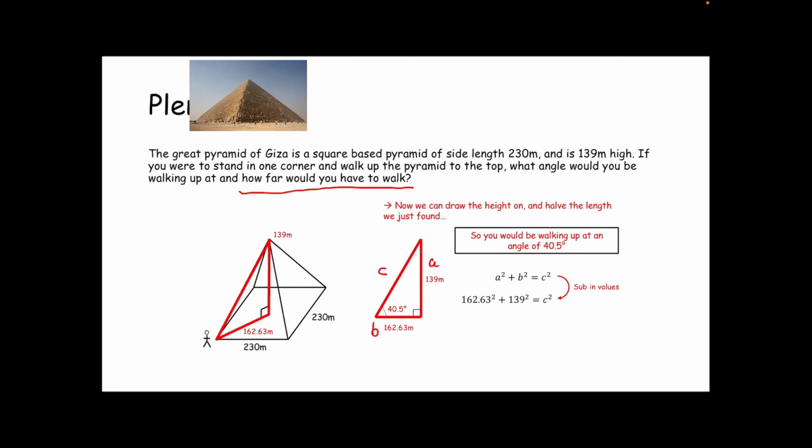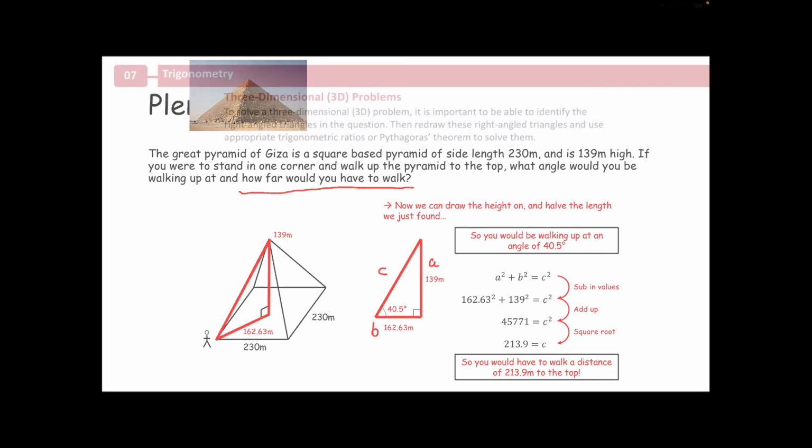Substituting in what we know gives us 162.63 squared plus 139 squared equals C squared. Adding these up, we get 45,771 is equal to C squared. Square rooting our value, we get C as 213.9. So to get to the top of the Great Pyramid, we have to walk 213.9 meters.